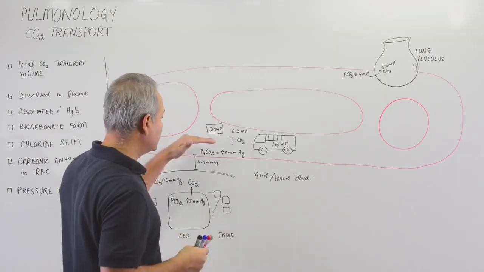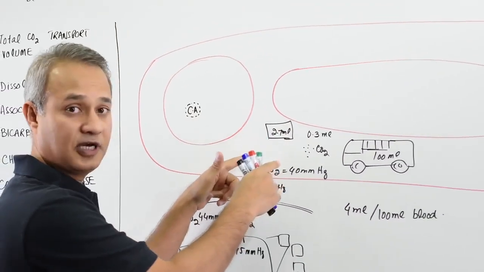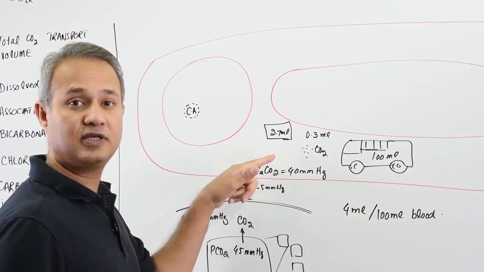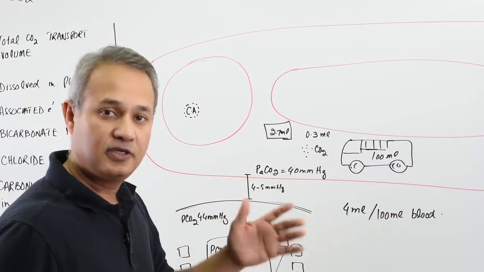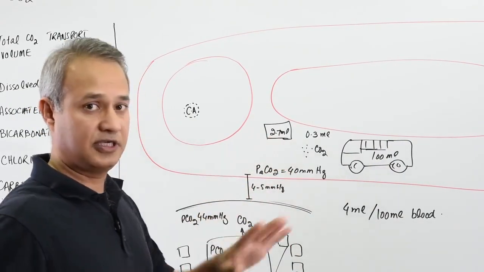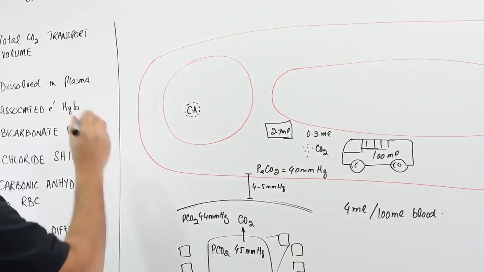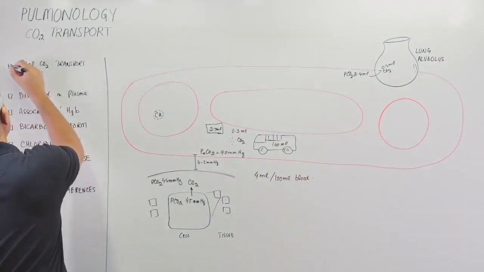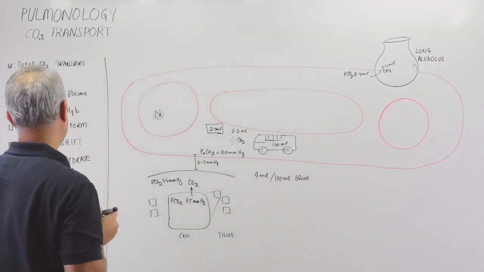If you waited for the carbon dioxide to be converted out in plasma, it would take ages. So this is direct dissolved carbon dioxide. Done? So we are done with the dissolved in plasma form. We are done with the total transport volume.